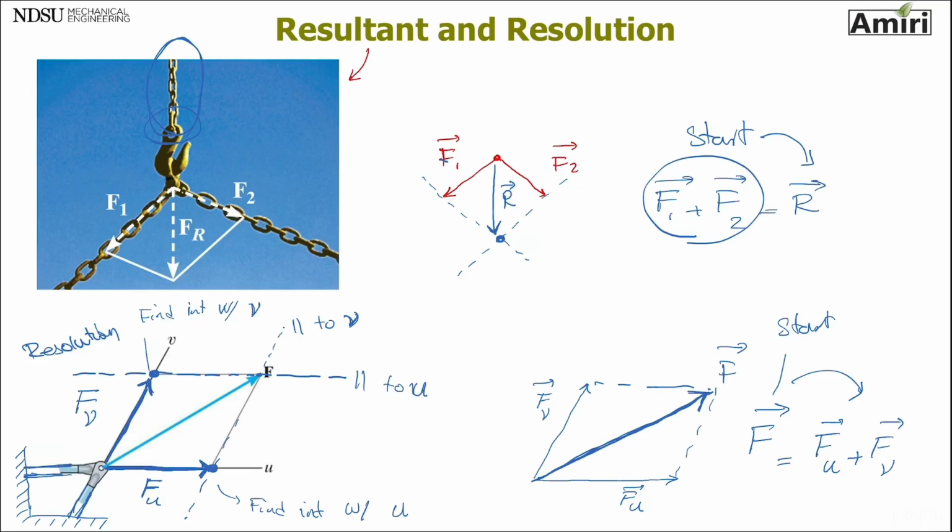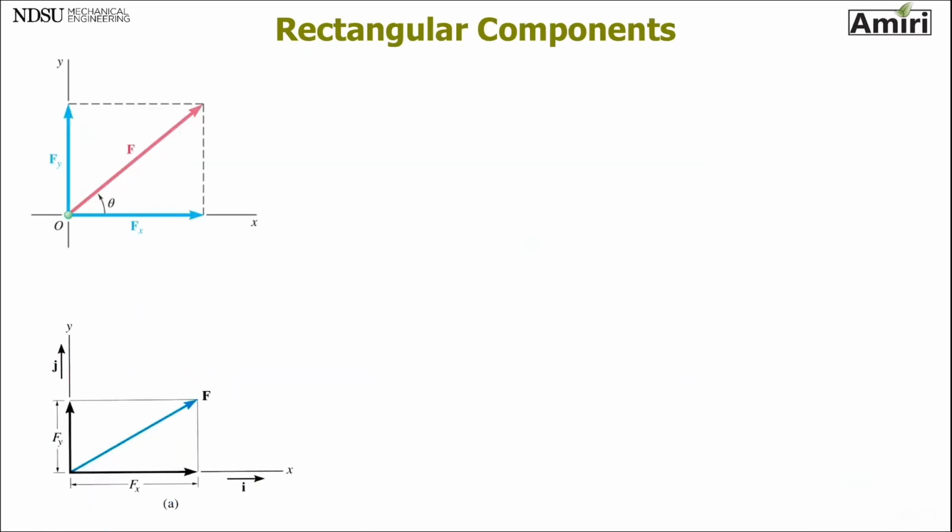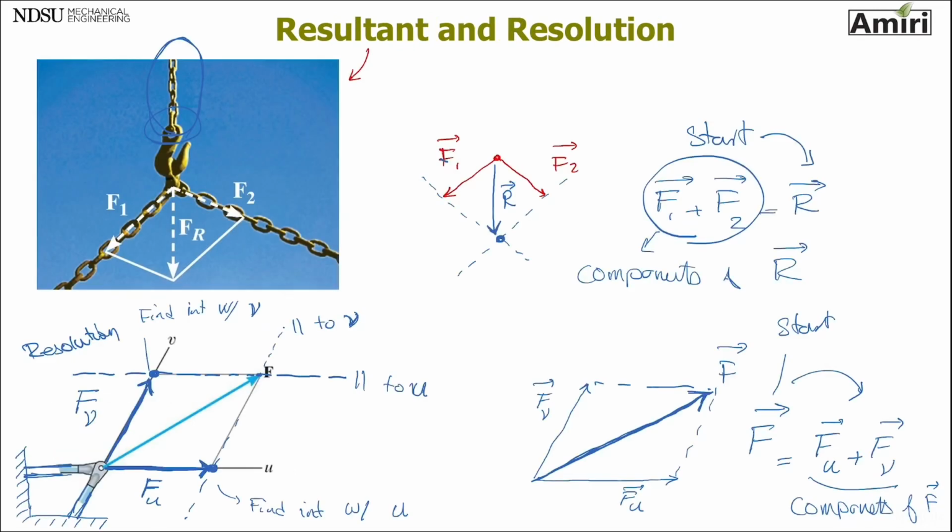So these two are called components of vector F. These two are called components of vector R, meaning if we resolve R into two forces, we are going to get two components. Axis U and axis V are just random axes. One of them seems to be horizontal, the other one has an angle. We don't know.